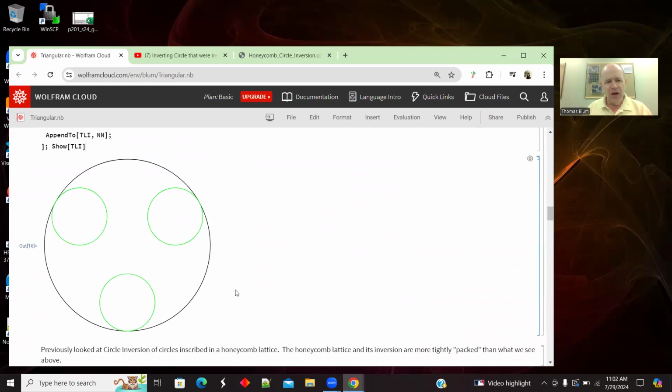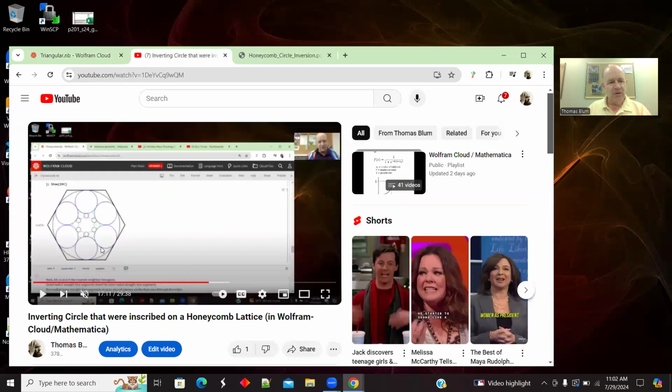Now, compared to the honeycomb, this circle inversion is very sparse, whereas the other one was very dense, more tightly packed. So here is the previous video, and we see there were 6 circles, and these were the nearest neighbors. The green were the next nearest neighbors. The purple were the next nearest neighbors, and they are fairly tightly packed. So the tight packing of the original lattice gets mapped into a tight packing in the circle inversion lattice.